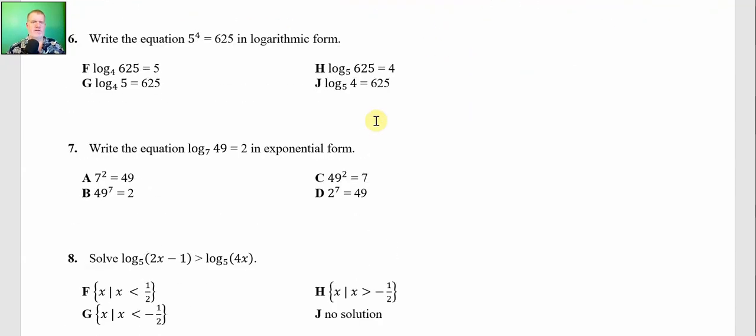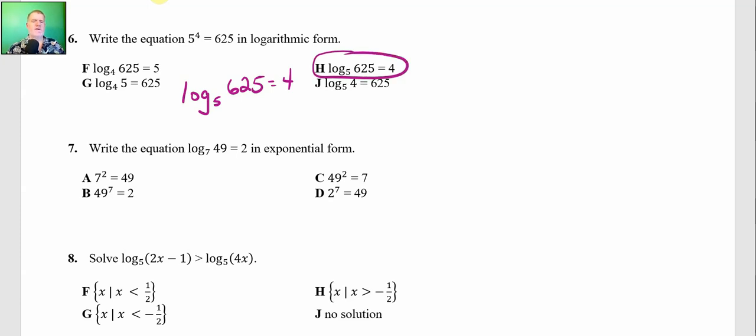6 and 7, pretty straightforward. Just write it in logarithmic form. Remember the base is 5, and your exponent is 4. This means 5 to the 4th power equals 625. So here's our answer.